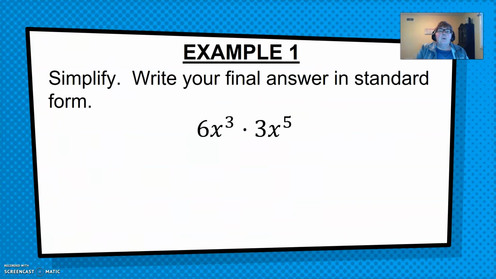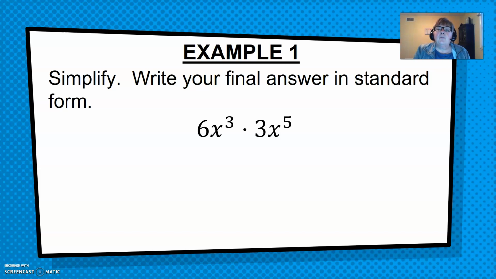So our first example says simplify, write your final answer in standard form. So I have 6x to the third times 3x to the fifth. Well, remember 6x to the third just means 6 times x to the third, and 3x to the fifth means 3 times x to the fifth. So what I really have are four things that are being multiplied together: 6, x to the third, 3, and x to the fifth. So when I multiply, I can multiply in any order according to the commutative property.